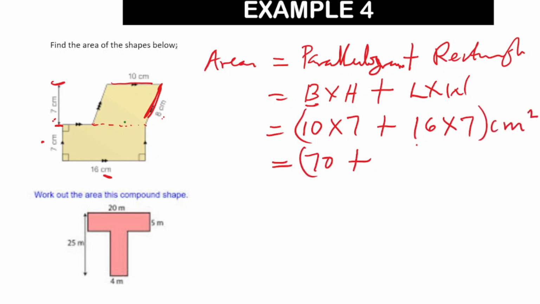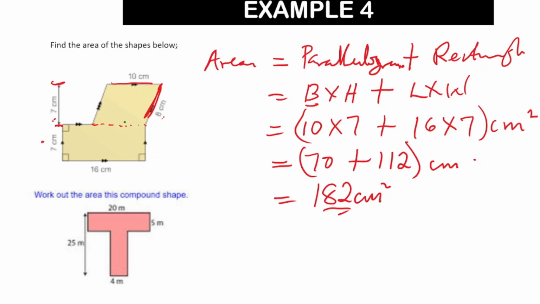So that is 70 plus 16 times 7 now. 16 multiplied by 7 gives 112 centimeter squared. So we can then add them together, 112 plus 70. So this is going to give us 182. So that is 182 centimeters squared. You can see it's very simple.